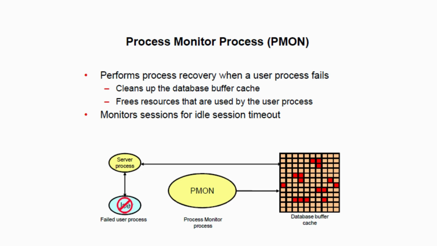The Process Monitor Process, PMON, performs process recovery when a user process fails. PMON is responsible for cleaning up the database buffer cache and freeing resources that the user process was using. For example, it resets the status of the active transaction table, releases locks, and removes the process ID from the list of active processes. PMON periodically checks the status of dispatcher and server processes, and restarts any that have stopped running, but not any that Oracle Database has terminated intentionally.